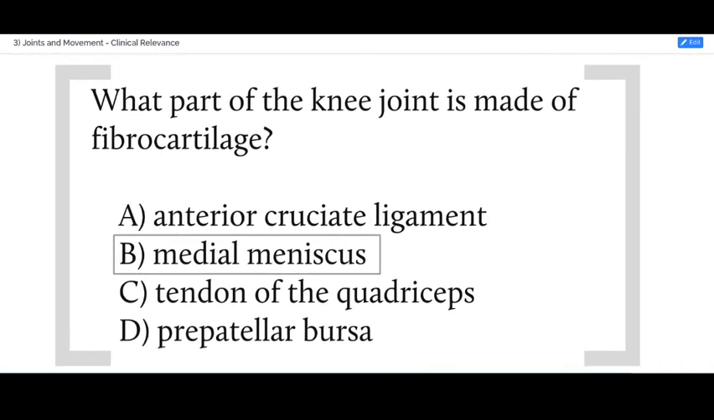The two menisci are the fibrocartilage components of the knee joint. There's a medial one and a lateral one. Of course, medial is the only one listed here.